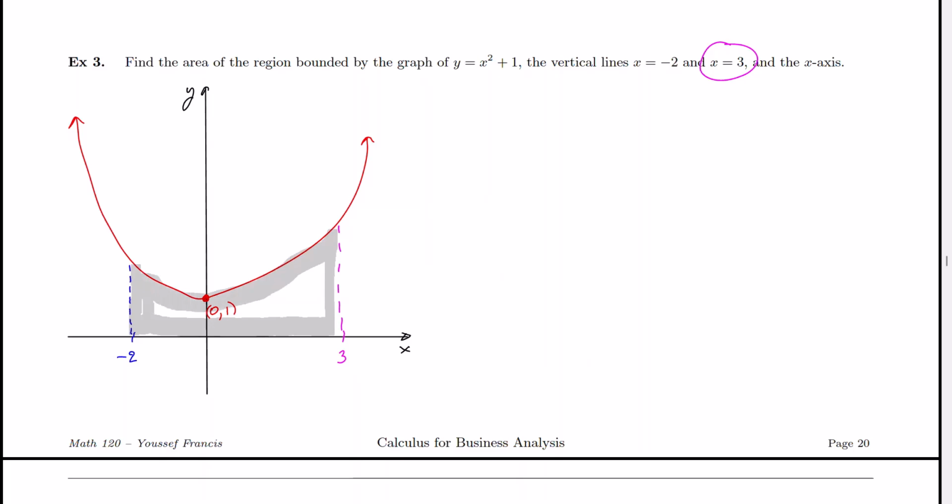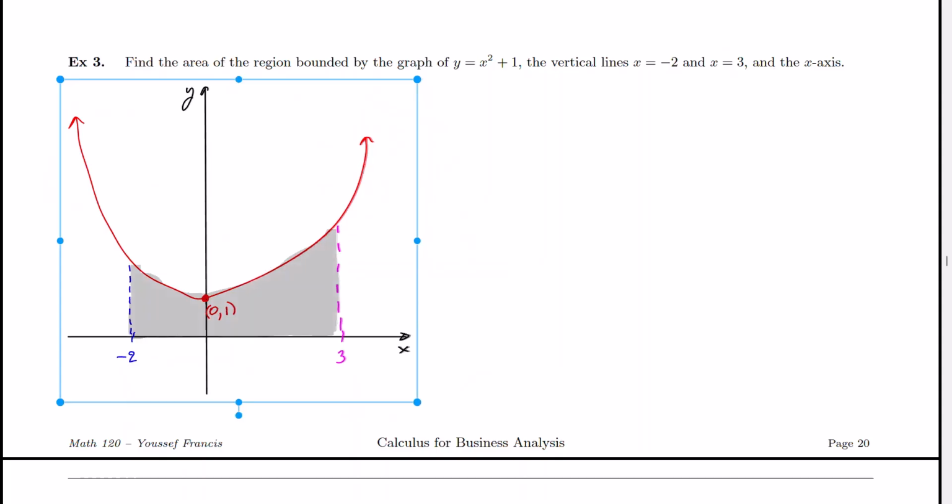So they want to know how much is that space over here. And you can see this space is not a trapezoid. It's not a rectangle like we had to deal with in previous sections. It's kind of a weird, funky looking shape. So the only way to do this and get an exact answer is to use a definite integral with the fundamental theorem of calculus. So let me make this a little bit smaller so we can have more space.